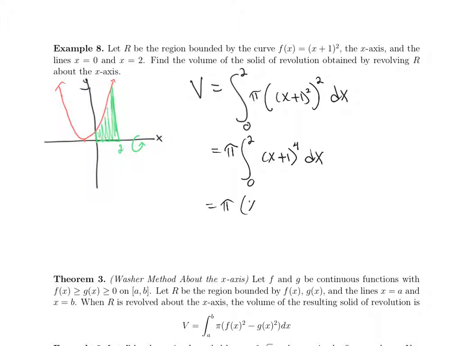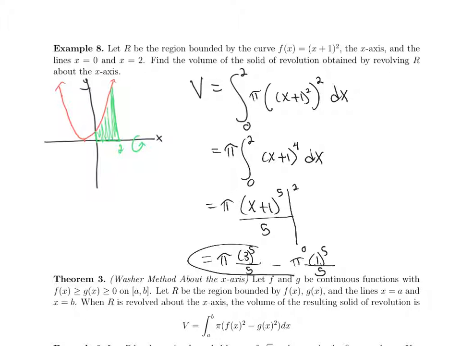And then we can integrate that as (x + 1) to the 5th over 5, evaluated from 0 to 2. So it'll have pi times, let me actually simplify that, 3 to the power of 5 over 5 minus pi times 1 to the power of 5 over 5. And that is going to be our volume, units cubed. That's going to be the volume of that region after we've revolved it around the x-axis.